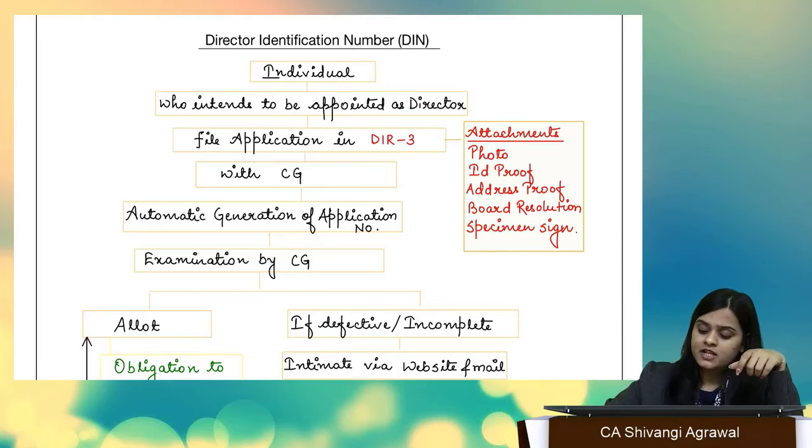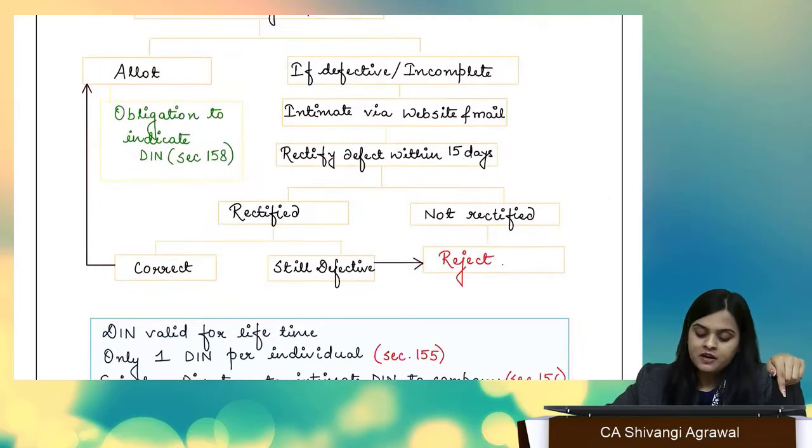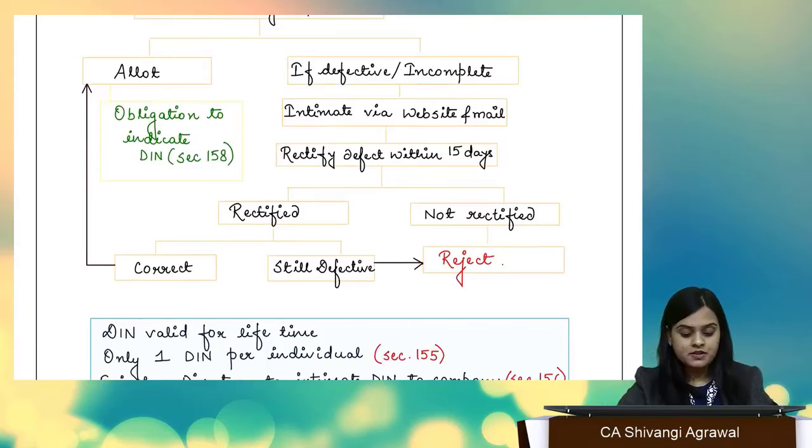Why? Because in the attachments there is a need for a board resolution. So the company which is proposing you to be appointed as a director will give a resolution, and only then can you submit this application. Once your application is submitted, the central government examines your application.